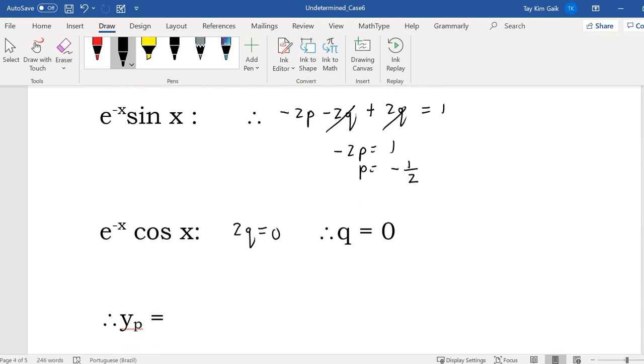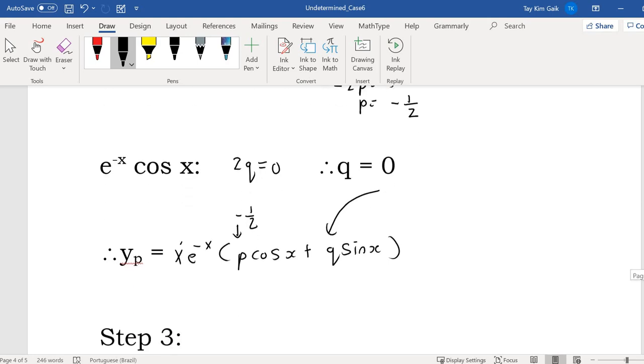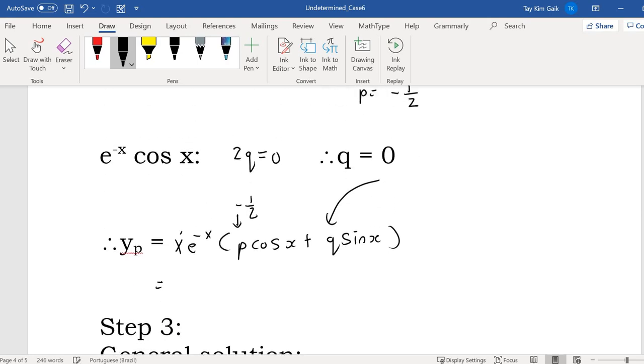And so yp, remember we have yp, just now our yp. The yp is x exponent negative x, p cos x plus q sin x. So q is 0, p is negative half, plug in. So yp will be negative half x exponent negative x cos x.